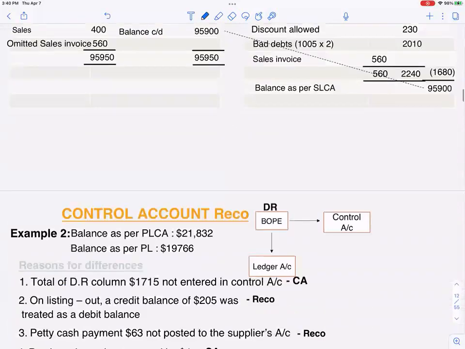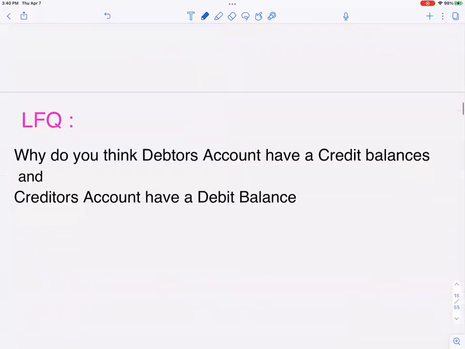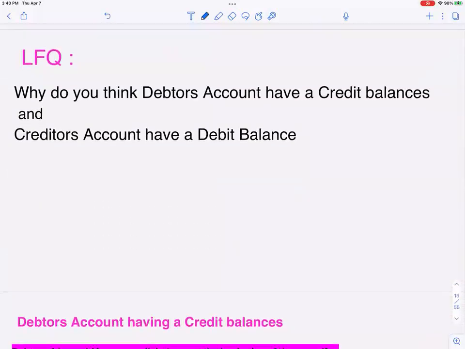So you should know exactly what to put where. Okay? Come on. Tell me also one more thing. Why do you think the debtors account have a credit balance?